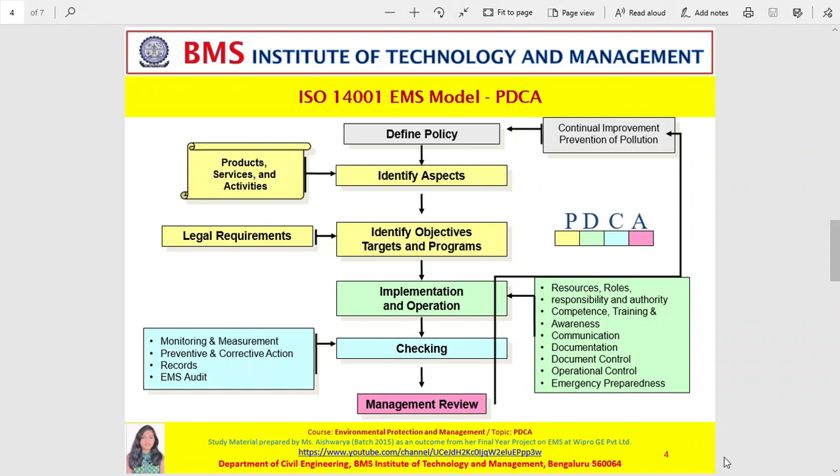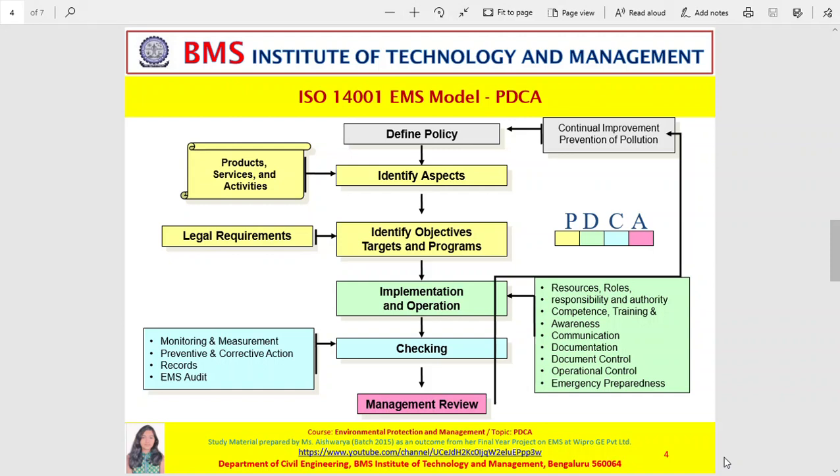The final step or element of an EMS is the review, or broadly called the management review, which falls under the Act of the Plan, Do, Check, Act cycle. So this step involves reviewing the environmental management system in order to ensure that it is effective and suitable to the organization. This step basically assesses more opportunities in order to improve the existing EMS.